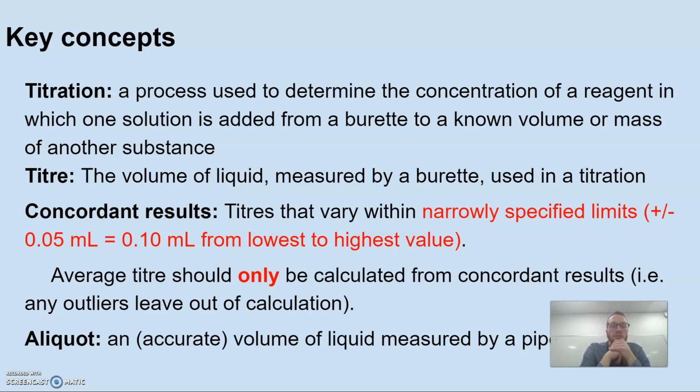Concordant results. This is a really important concept. Concordant results are titres that vary within narrowly specified limits, plus or minus 0.05 of a mil, or 0.1 mils from the lowest to the highest value. We're wanting 3 concordant results when doing titrations. So we may have to do 5 or 6 titrations in order to achieve 3 concordant results.